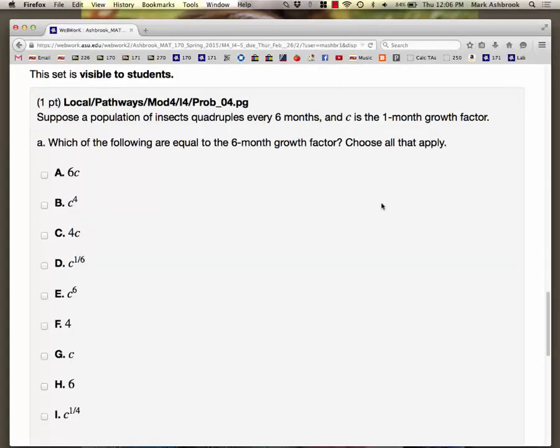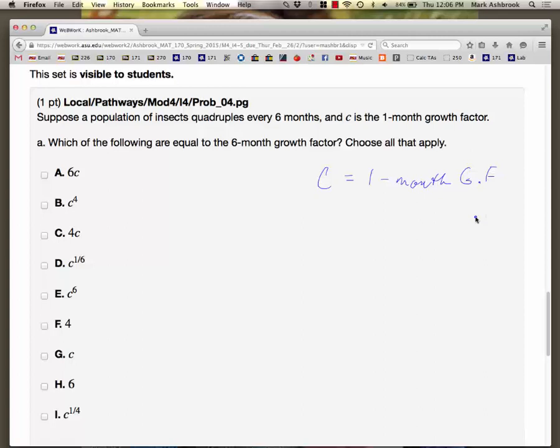So we're talking about multi-unit growth factors and partial unit growth factors. And that's what we worked on last time. So these are some questions about that. A population of insects quadruples every 6 months. C is the 1 month growth factor. Okay, so let's just write that. C is a 1 month growth factor.